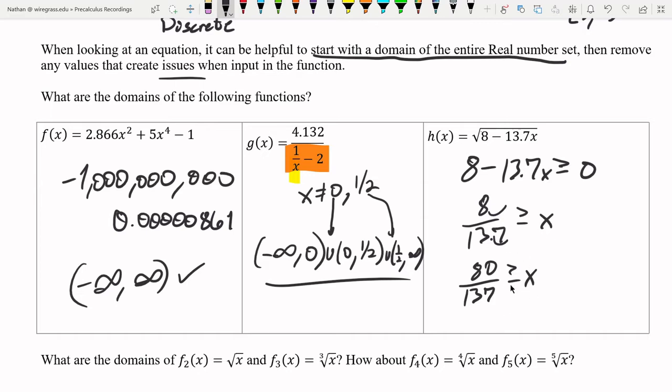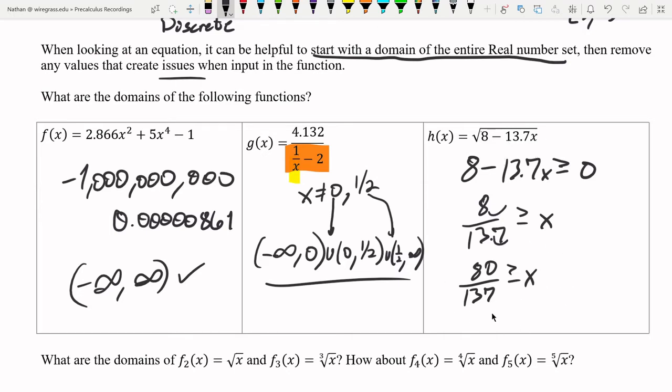And if x is greater than this, I suppose I should say, because I added x over and then divided by it. If x is greater than this number, then we get complex numbers. And you can test that, right? It says x must be less than or equal to this number. A number that's greater than that is 1, right? If you plug 1 into there, 8 minus 13.7 is a negative number, and that causes an issue.